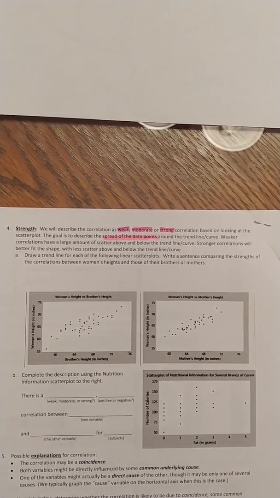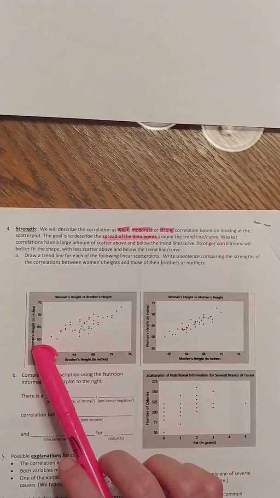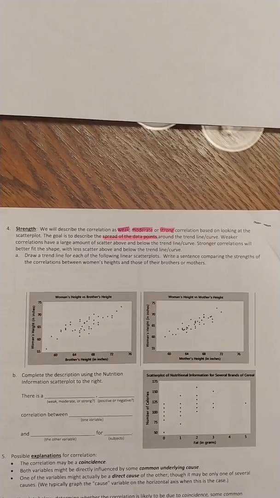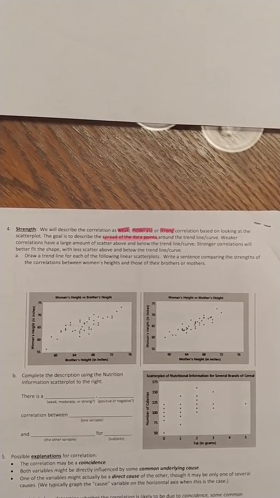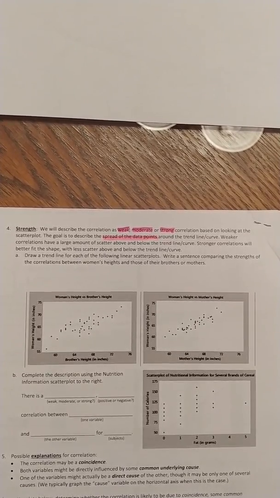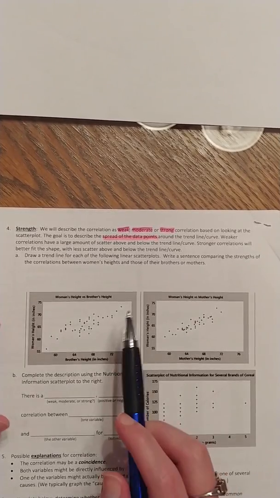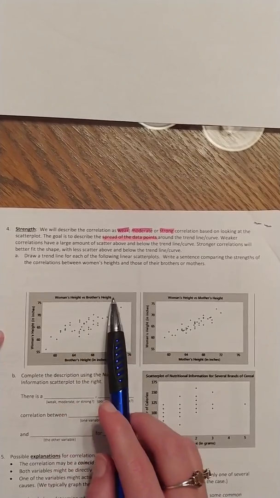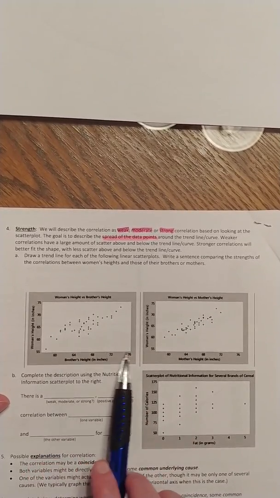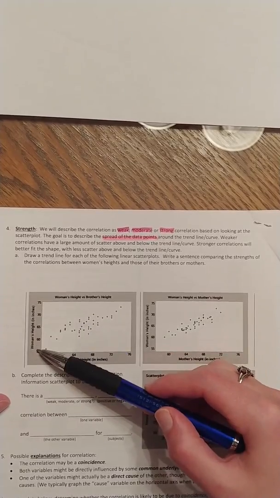Draw a trend line for each of the following linear scatter plots, right? So these are both linear because you can more or less create a line. Write a sentence comparing the strengths of the correlation between the women's heights and those of their brothers or mothers. So let's draw this scatter plot trend line. Let's look at the first one, the woman's height versus brother's height. This is the height of the brother, and this is the height of the sister.